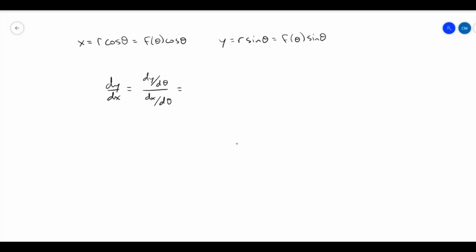Now, what is dy d theta? Notice up here, if this is y, on the right side I've got a product. So unfortunately, we have to use the product rule to find that derivative, dy d theta. The two parts of that product are the r and the sine theta. I'm not going to bother with the f of theta there. But we do have to view this as a product, and so therefore we have to use the product rule.